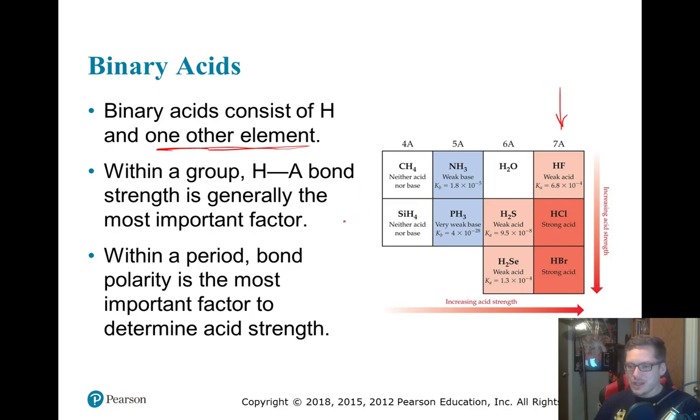Anyway, if we're looking at it across a period, the bond polarity is the most important. The more polar that bond is, the stronger your acid is going to be. So if we look across here, from PH3 to H2S, this is a much more polar bond, so this one is much more acidic. And between H2S and HCl, again, a much more polar bond, so they increase. Generally, these are your trends: increasing acid strength to the right and increasing acid strength going down.